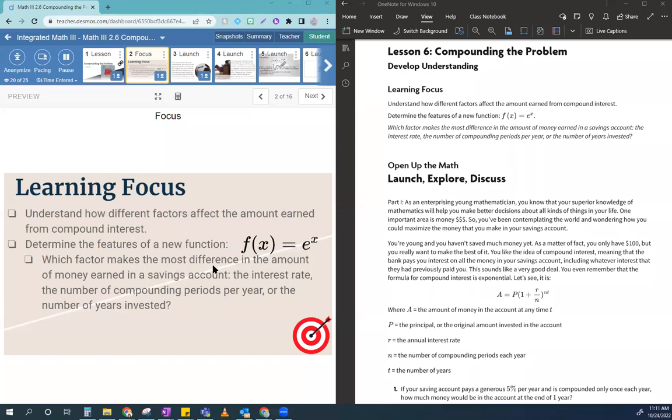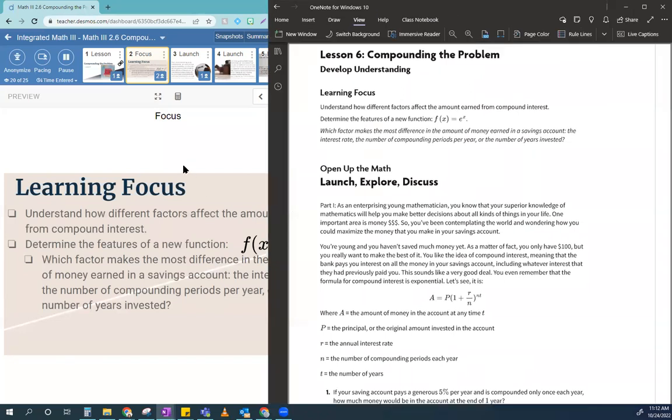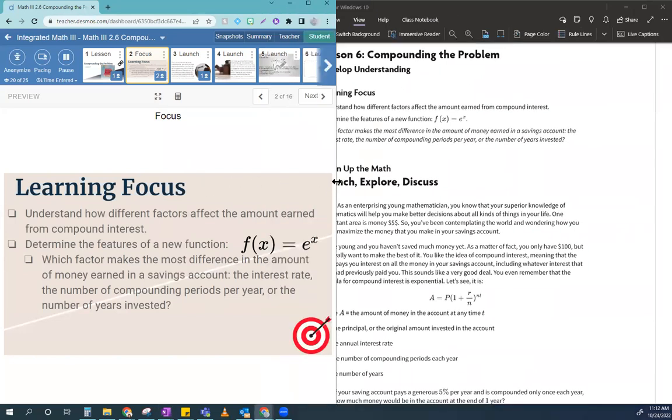Which factor makes the most difference in the amount of money earned in a savings account? Is it the interest rate? Is it the number of compounding periods per year? Or is it the number of years invested? This is very important because y'all are young, and you have your whole life to invest in front of you. This is going to help you make money on the stock market. If you've ever heard people making money, they know which one of these makes the most difference. Okay, let me scooch this over a little bit so I have more room to write up here.